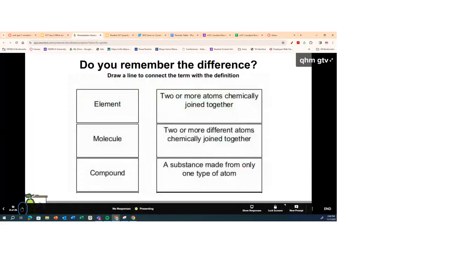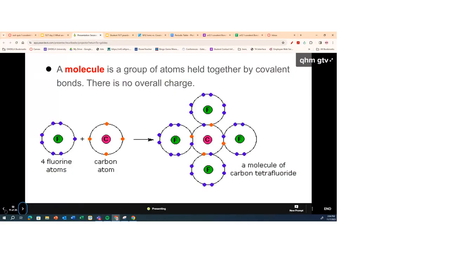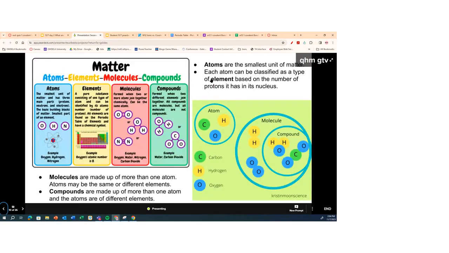So let's take a look at this real quick. All right, here we go. So atoms are the smallest unit of matter. Here is a diagram of atoms of carbon, oxygen, hydrogen, the smallest unit in an element. So we're going to depict that as a circle with a C for carbon, a circle with an H for hydrogen, and an O for oxygen.